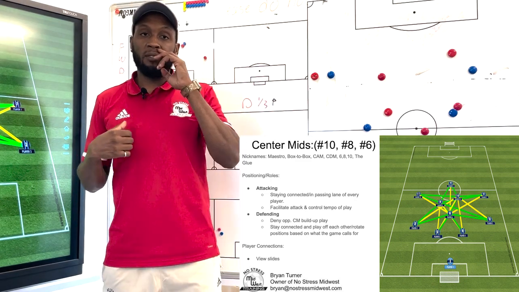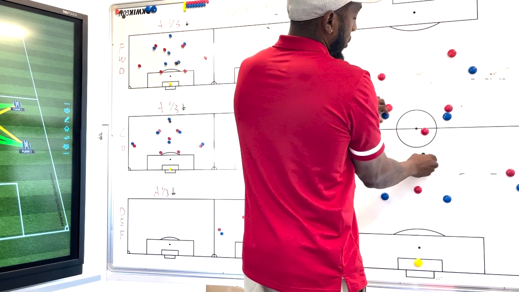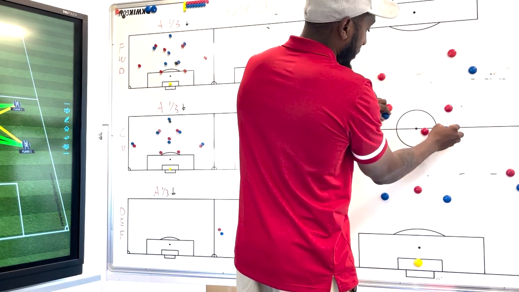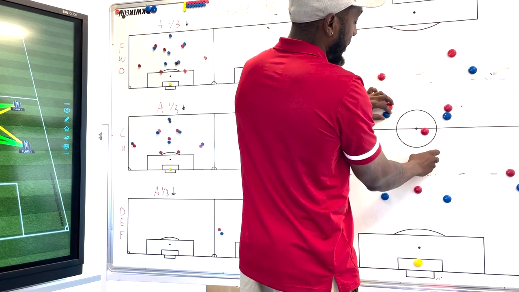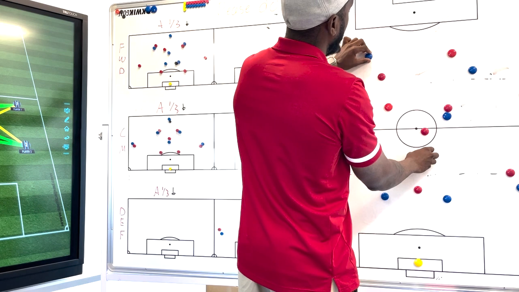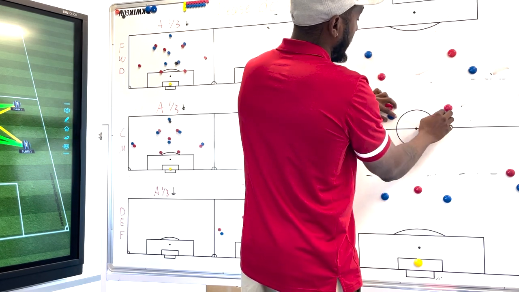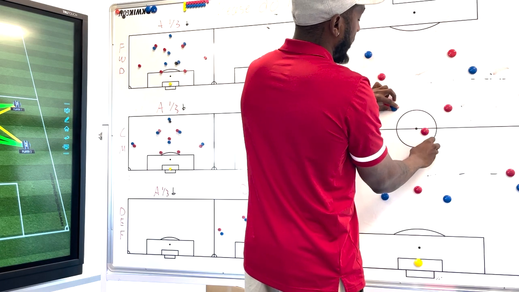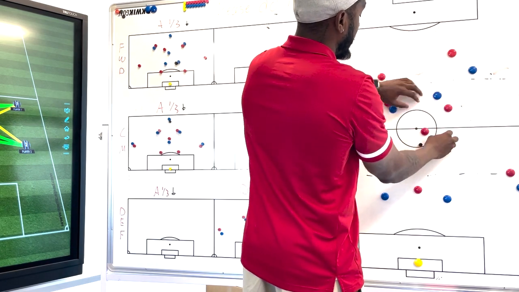How I like to teach with my center mids is that there is not so much one person is a 6, one person is an 8, one person is a 10, and that's it. If someone needs to, because of the game and what the game needs, a center mid steps up and maybe goes in an attacking role, well, the 6 can come up, maybe the 10 drops off, and all 3 center mids just know how to work within each other.